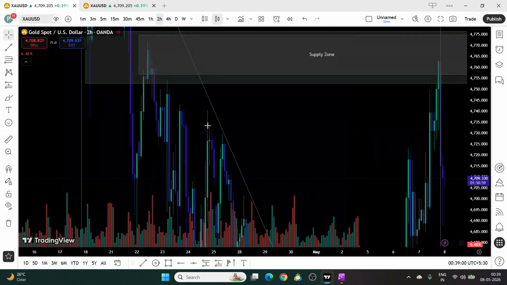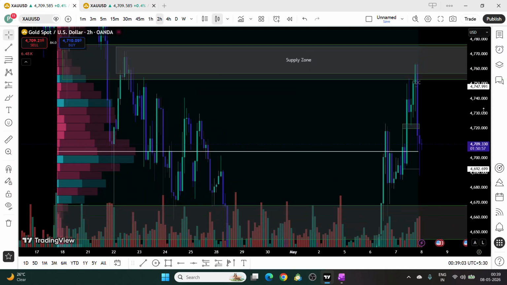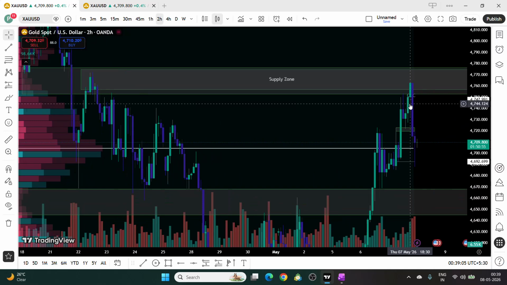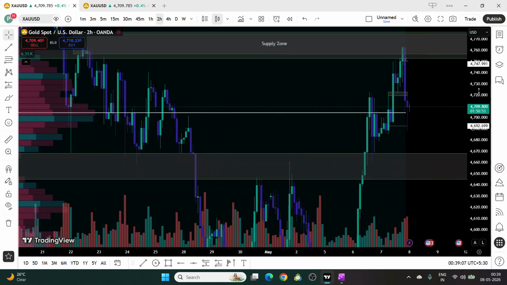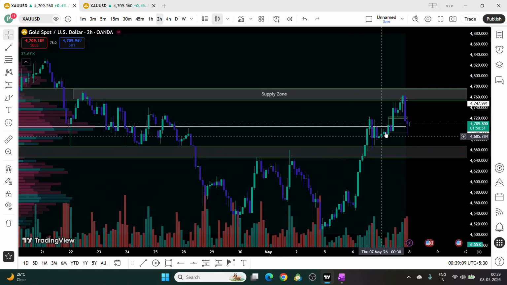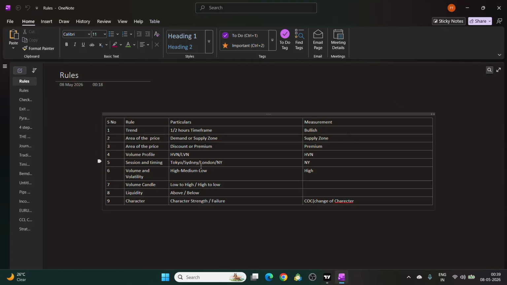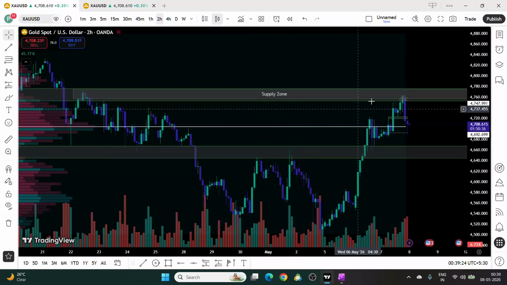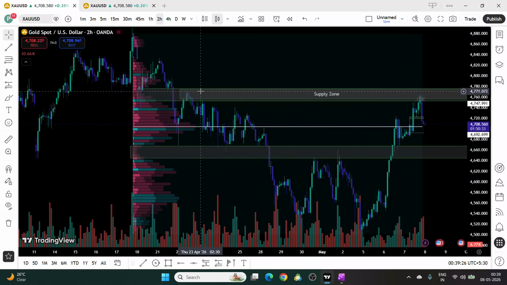If I see in the 1 or 2 hours time frame, before entering this, it is fully bullish. Today, 6th May, it is fully bullish. Then the area of the price, whether it is in the demand zone or supply zone. It is in the supply zone.